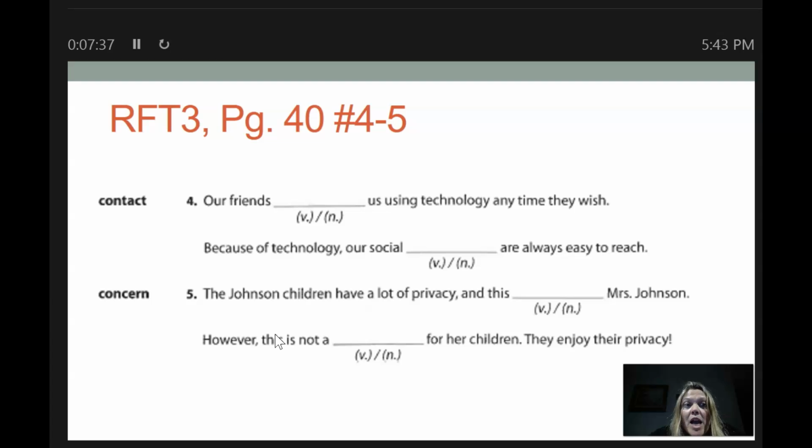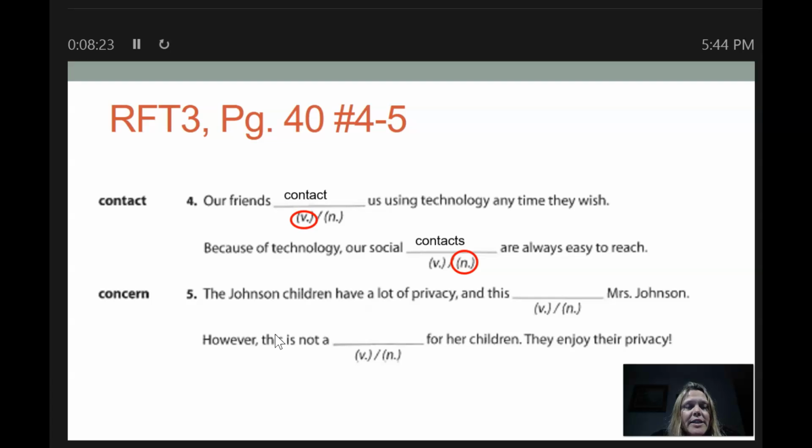Let's take a look at number 4. Contact. Our friends, us using technology. Our friends is a subject. Contact is the verb. Do we need S? Nope, because our friends is plural. Because of technology, there's a phrase, our social are always easy to reach. Are is a verb. That's a verb. So our social contact is going to be a noun. And is it one contact or many? You know your contacts. Joe and John and Billy and Tan and Knock. All those are your contacts, the people who you know.